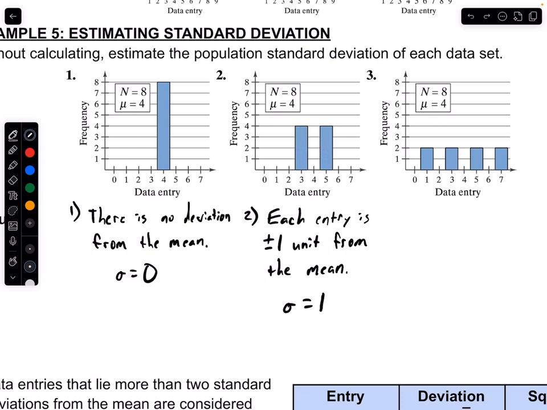In the third group, or the third example, now we still have our mean of 4, but this time our data is either 1 to the left or 3 to the left, and some of it's 1 to the right, and some of it's 3 to the right. It isn't even spread. All of our groups are the same size. So what ends up happening here is that each entry is either plus or minus 1 or plus or minus 3 units from the mean.